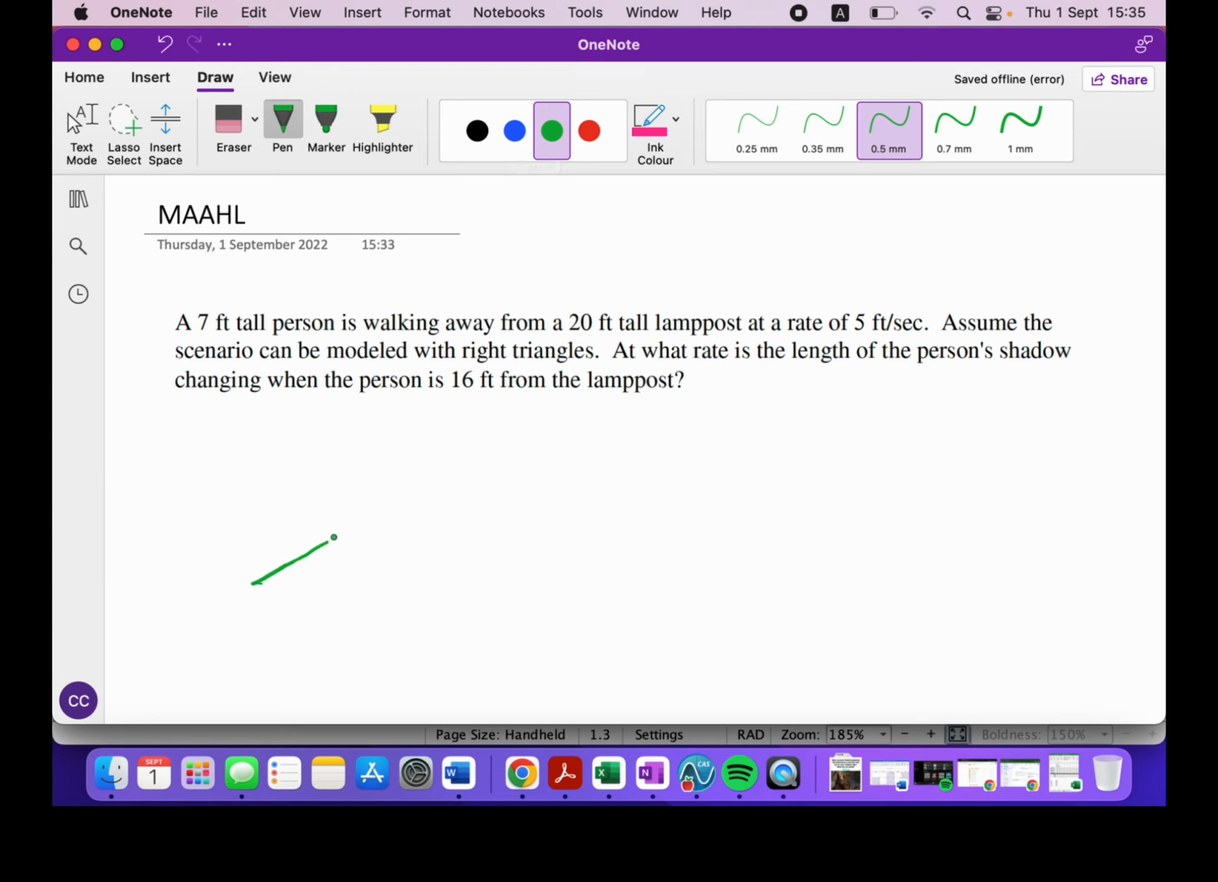So we have this situation where we have a 20-foot light pole and we have someone who is, I guess we can draw them in like that. If we want someone who's 7 foot tall, first off, a giant. Now, what we know is that they're walking away.